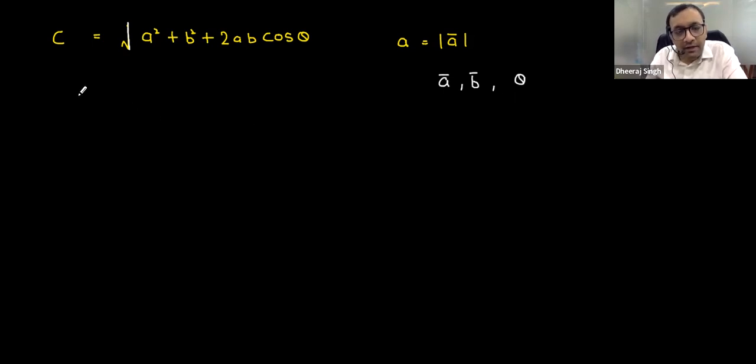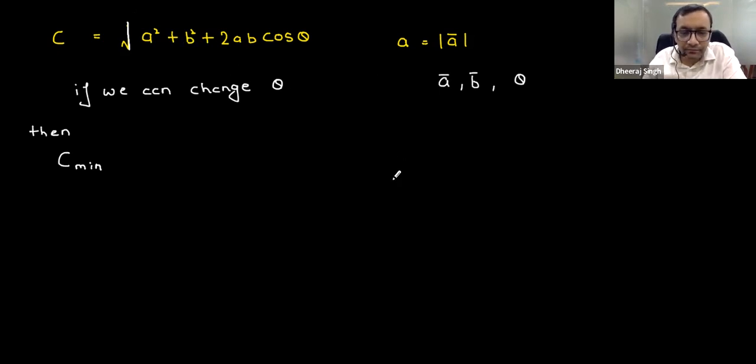So can you tell me, if we can change the angle theta, at what angle the length will be minimum? The length of the sum of the two vectors would be minimum at what angle? What do you think? Everyone, 90? Do we all understand that whenever cos theta is minimum, that would lead to the minimum value of c or not? Yes or no?